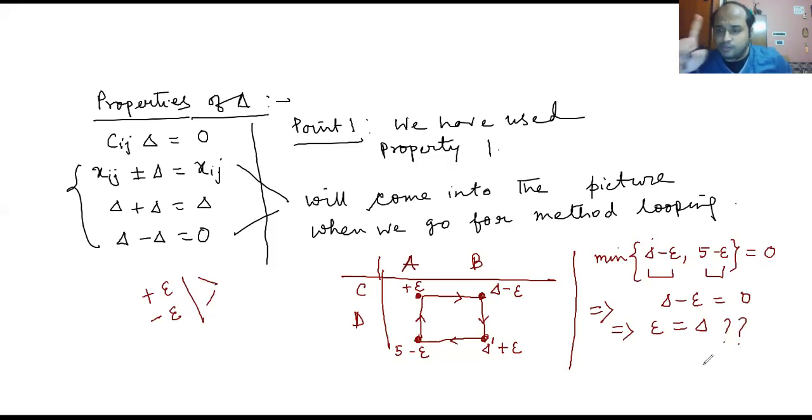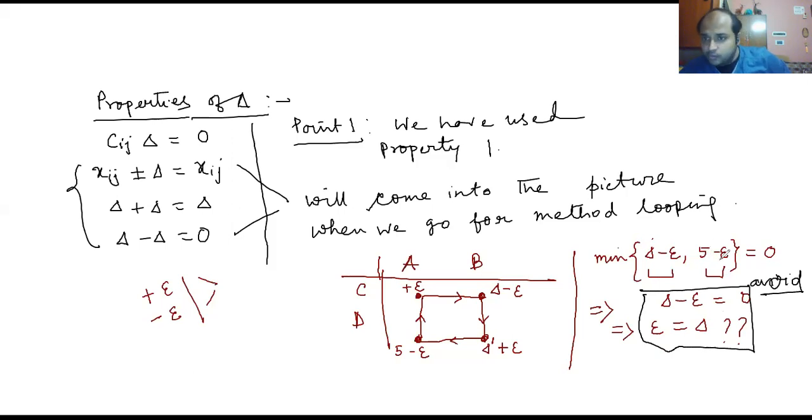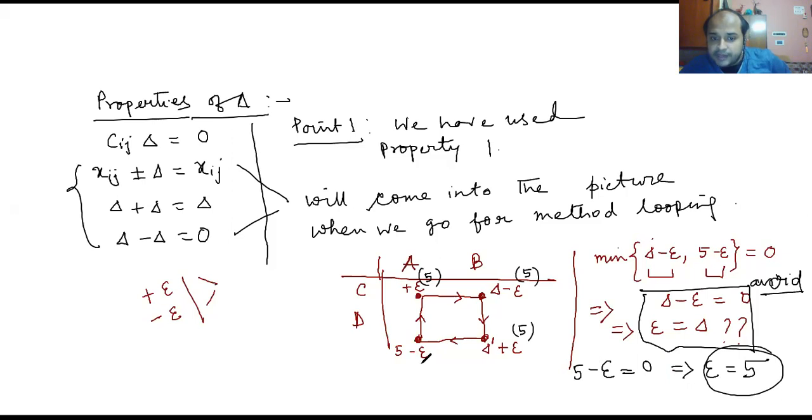Just one more minute, because if I leave you at this point, you will not understand. So we will avoid this. If delta is involved, the minimum will always be the one with the number. So the minimum will be 5 minus epsilon, which equated to 0 implies epsilon equal to 5. Now epsilon has come out to be 5. After this, we put the value of epsilon over here. So we'll put 5, and here we'll put delta minus 5, and here delta prime plus 5, and here 5 minus 5.